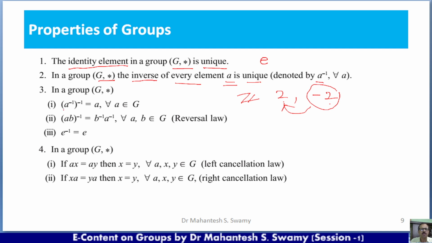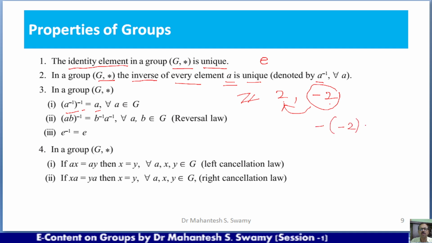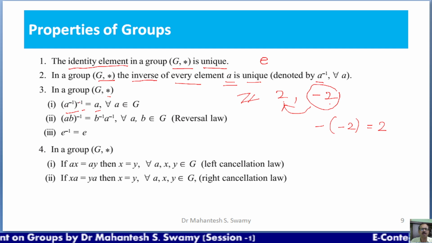And this is the third important property: the inverse of A inverse is again A. You can observe here, minus of -2 is obviously 2. Therefore, in general, not necessarily with the additive binary operation, with respect to any general binary operation star, the inverse of the inverse of the element A is the element A back.